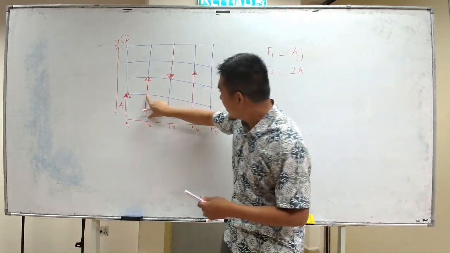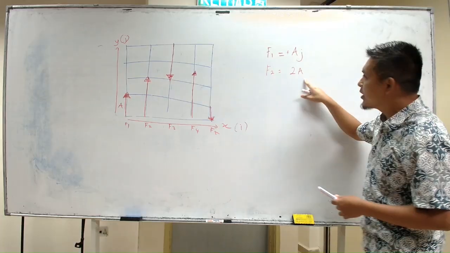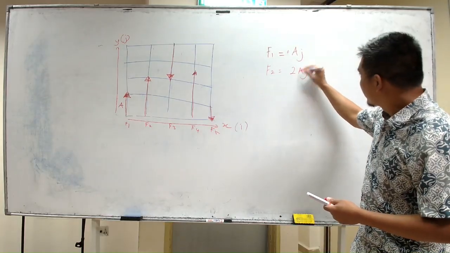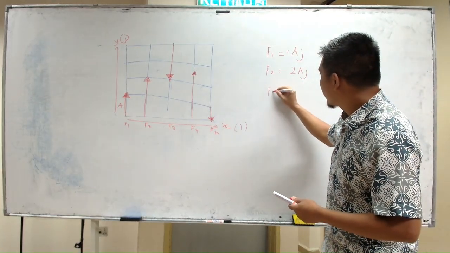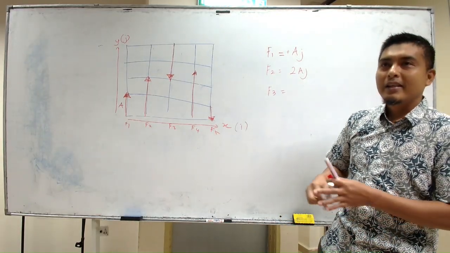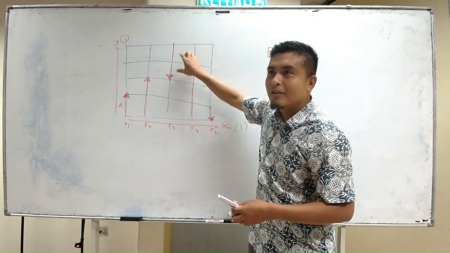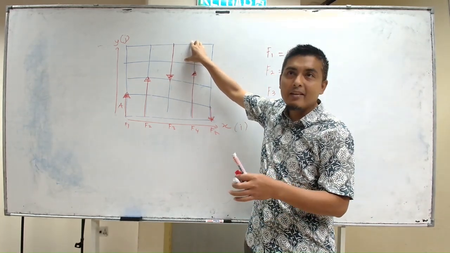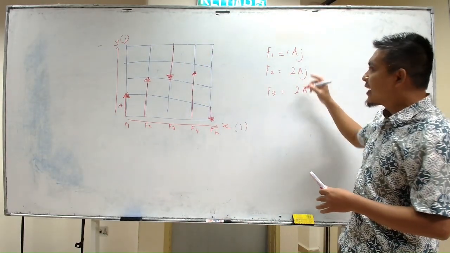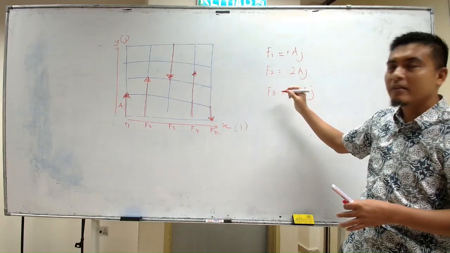2A, because you have A. How many A do you have? 2A. So that's why you have 2A. What is the direction, positive or negative? You look at F3. What do you think? Negative? 3A. How many boxes? Because one box refers to A. If you have two boxes, you have 2A. The direction is J. Is it positive or negative? Negative.